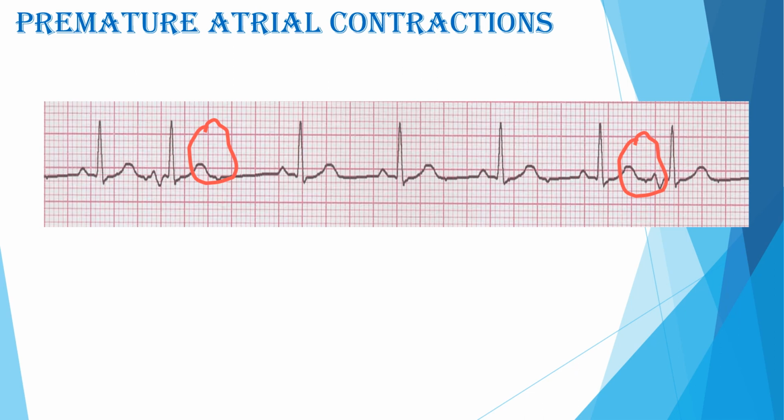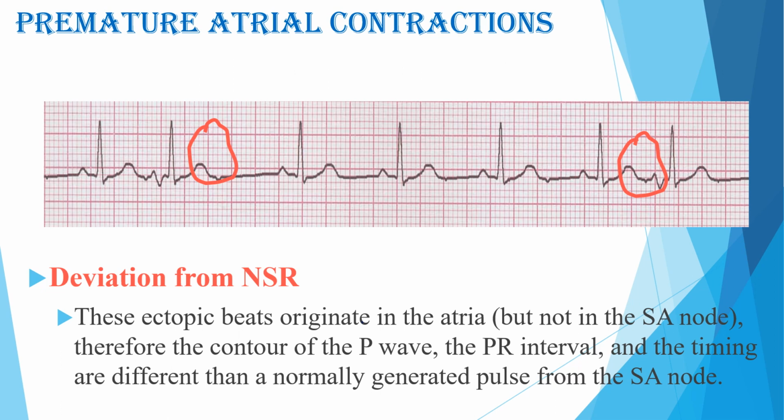This ECG graph shows the premature atrial contractions and how it deviates from normal sinus rhythm. This picture shows the premature beats, otherwise the ectopics. These ectopic beats originate in the atria, but not in the SA node. Therefore, the contour of the P wave, the PR interval, and the timing are different from a normally generated impulse from the SA node.